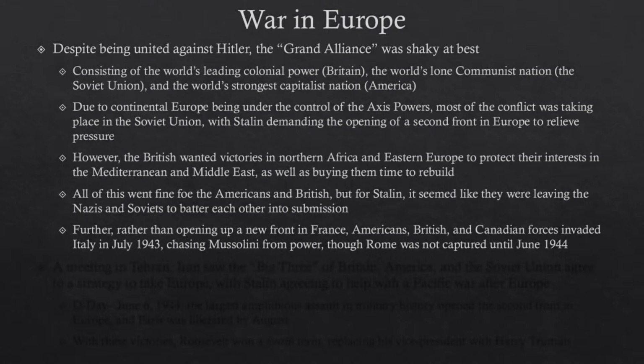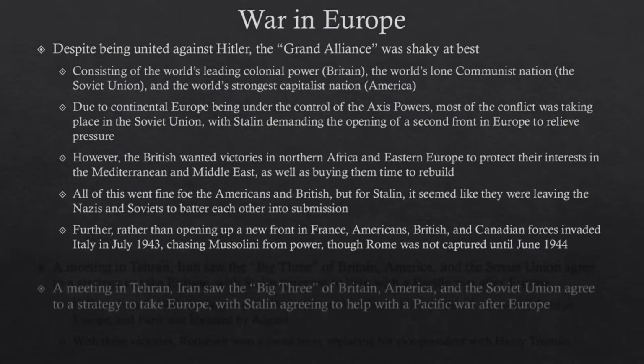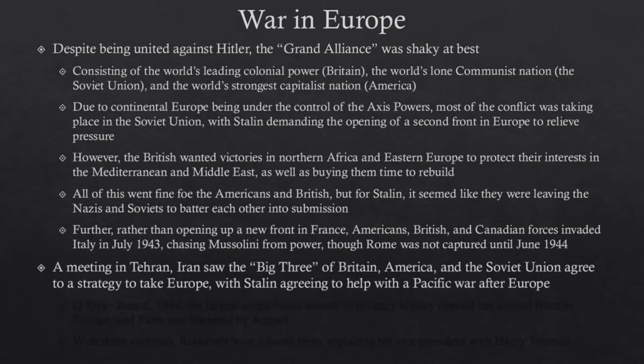And rather than opening up a new front in France, the Americans, British, and Canadian forces invaded Italy in July of 1943, which was a bad idea. Italy is very mountainous, very rocky, has a lot of real good defensive points. We made very little progress in Italy. Sure, Mussolini ran off, at least for a little while, but Rome wasn't captured until 1944, nearly the end of the war. We will talk about what eventually happened to Mussolini, but it certainly wasn't the Allies that got rid of him.